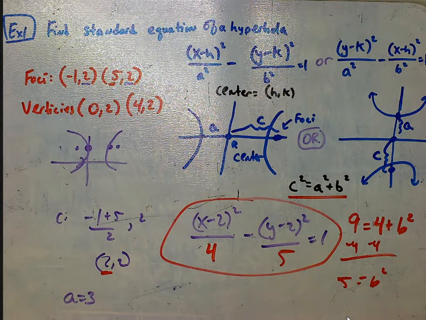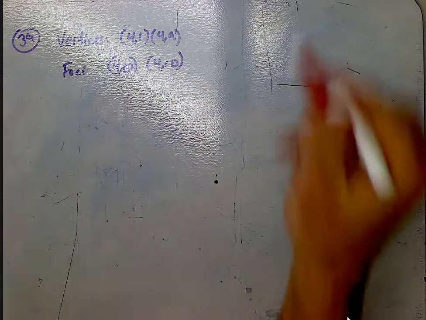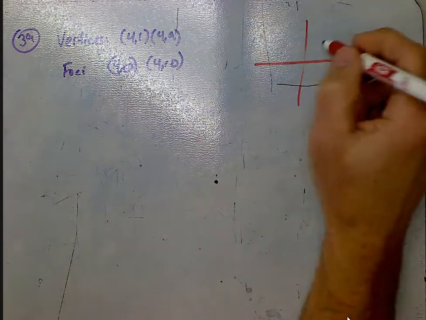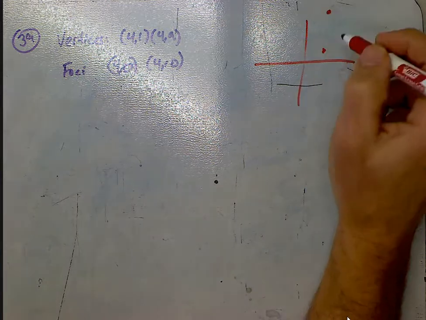Okay? See if you guys can figure out number 39. Okay, so first thing I do on 39 is the vertices are 4, 1, and 4, 9. The foci are at 4, 0, and 4, 10.